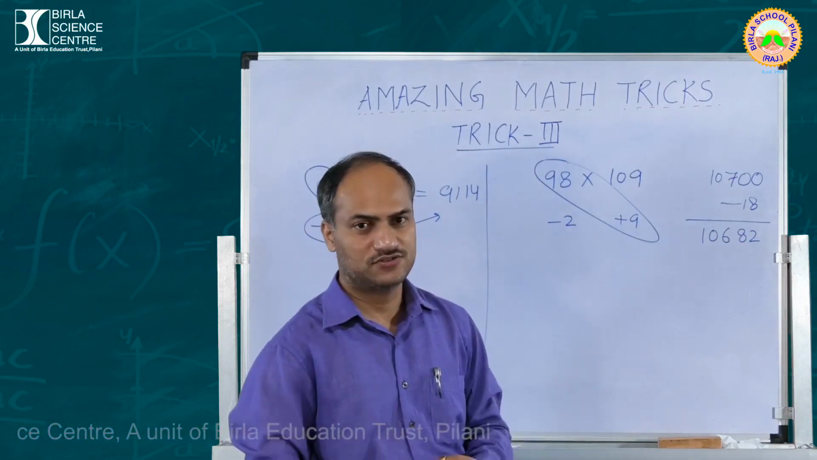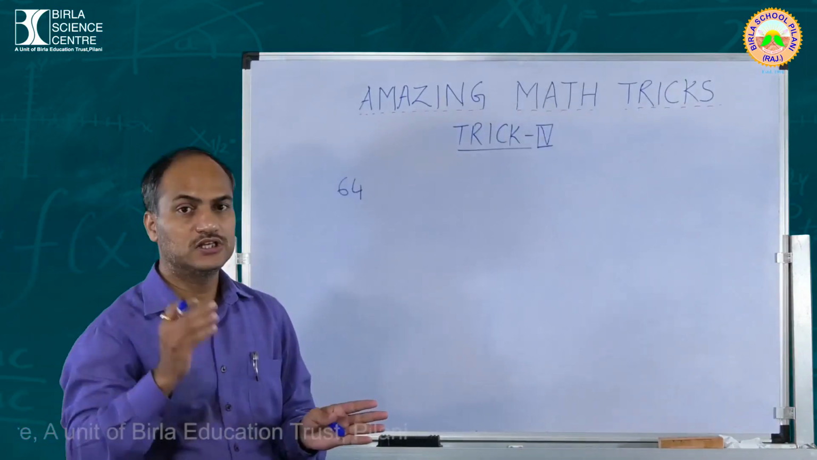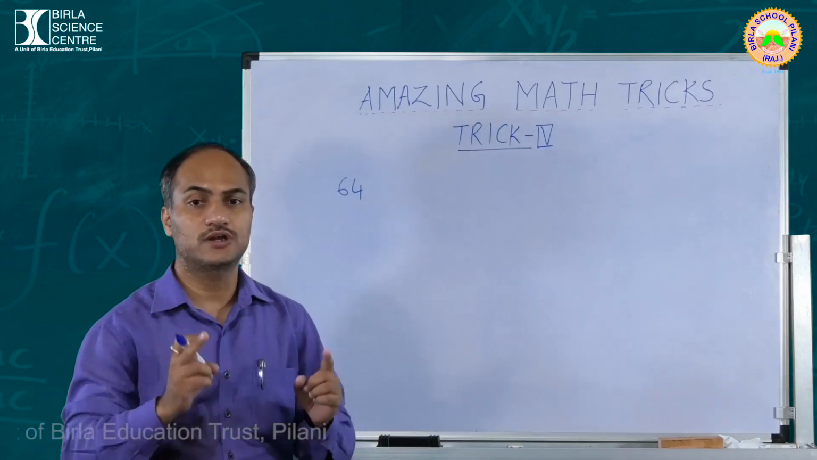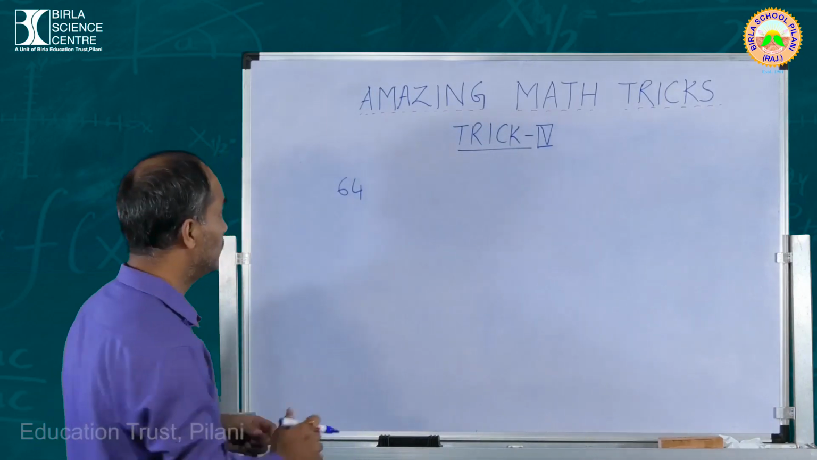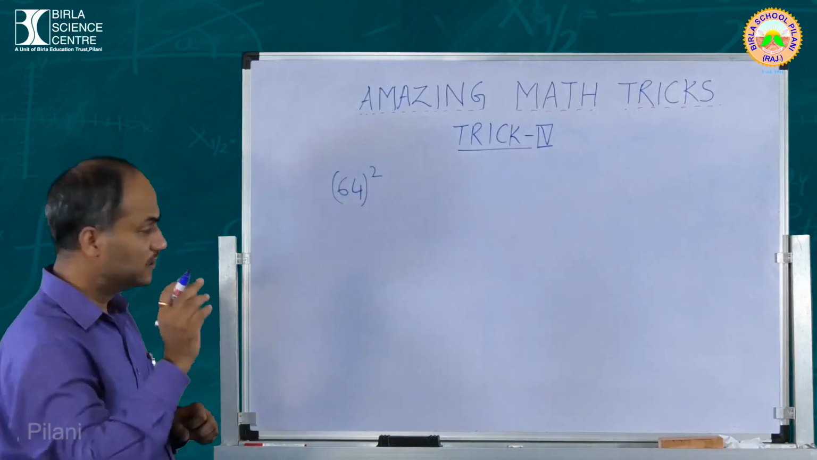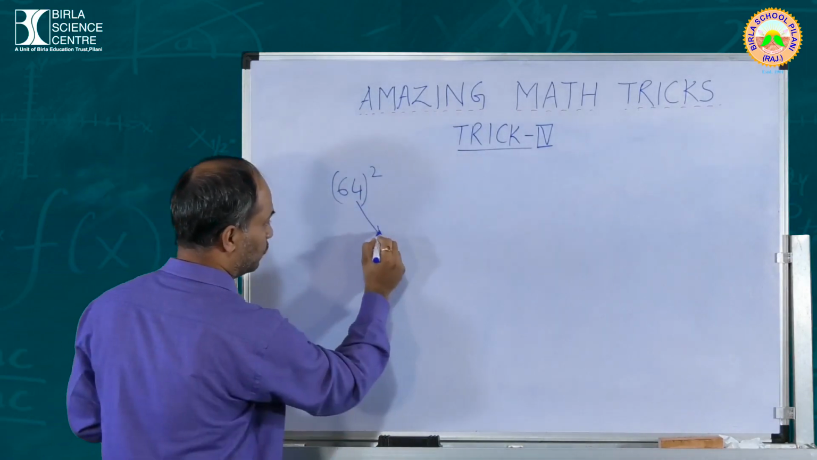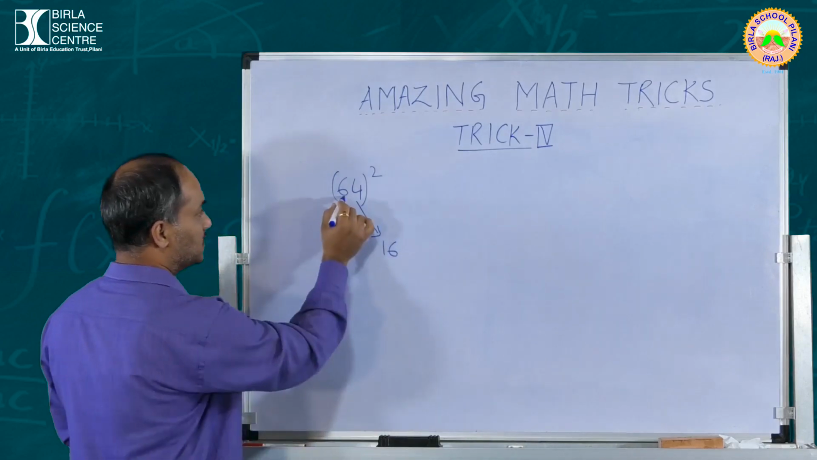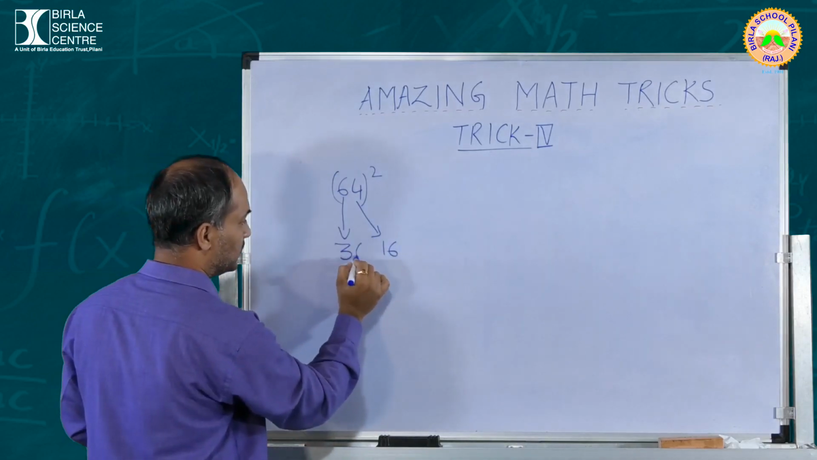Let us see the next trick. Here we will find the square of those numbers which are not ending with 5. So what is the square of this? Here we know that the square of 4 gives us 16. The square of 6 gives us 36.